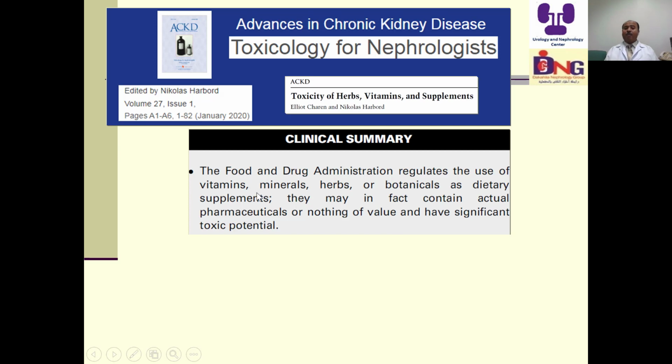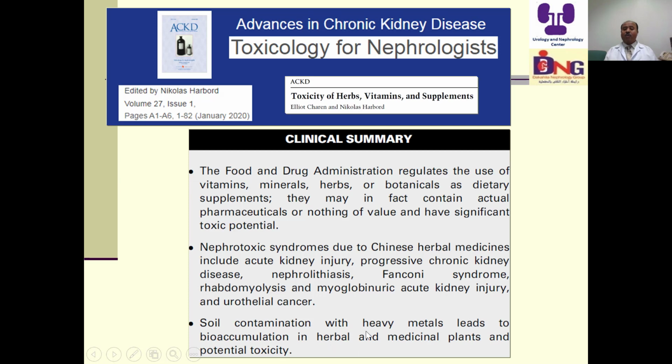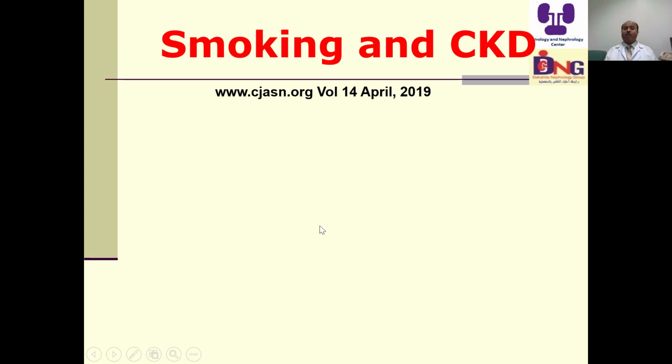The toxins, toxicology. Here, again and again, supplements. The Food and Drug Administration regulates the use of vitamins, minerals, herbs, or botanicals as dietary supplements. They may, in fact, contain actual pharmaceuticals or nothing of value and have significant toxic potential. Nephrotoxic syndromes due to Chinese herbal medicine include acute kidney injury, progressive kidney disease, nephrolithiasis, Fanconi syndrome, rhabdomyolysis, myoglobinuric kidney injury, and urothelial malignancy. Soil contamination with heavy metals leads to bioaccumulation in herbal and medicinal plants and potential toxicity. So we should be careful about that.